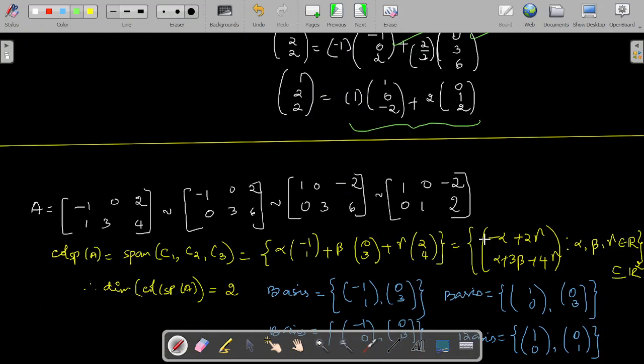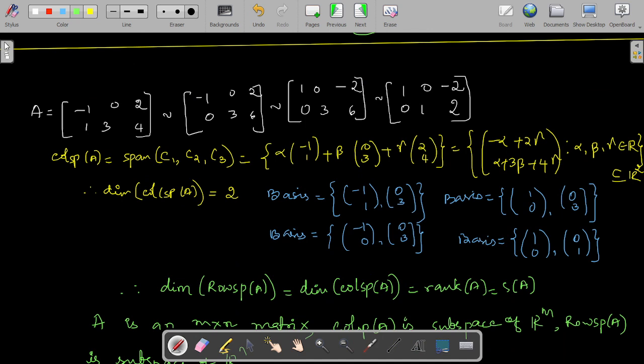Now if you want to find the column space of the given matrix, it is the span of C1, C2, C3, that is, the span of these columns of the matrix. That is nothing but you will get two coordinates. It's a subspace of R square. It is a 2 by 3 matrix. So the column space is always a subspace of R square, and the row space is always a subspace of R cube. Now for the dimension of the column space, reduce it to row echelon form or reduced row echelon form, anything is fine.